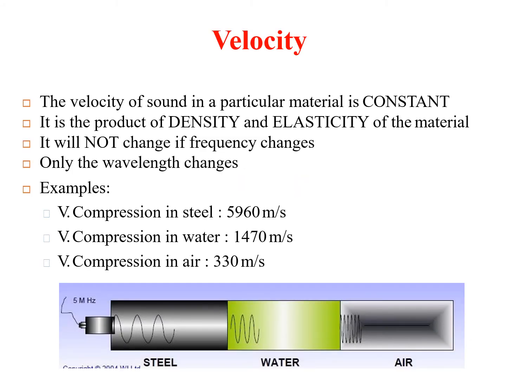Now first of all we'll define the velocity of sound. The velocity of sound in a material is actually constant. It depends on the density and the elasticity of the material. Those are the two main factors upon which the velocity of sound depends. It will not change if the frequency changes.